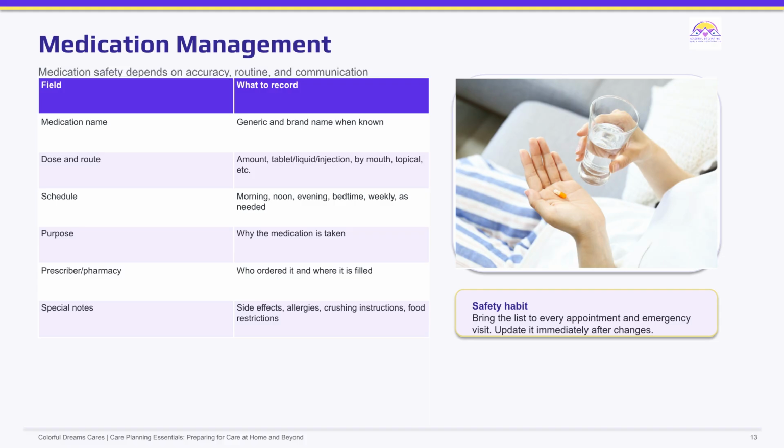Medication management requires strict accuracy. Your record should include the generic and brand names, the dose, the purpose, and the prescribing physician. Safety is your top priority. Update this list immediately after any change and bring it to every single medical visit.